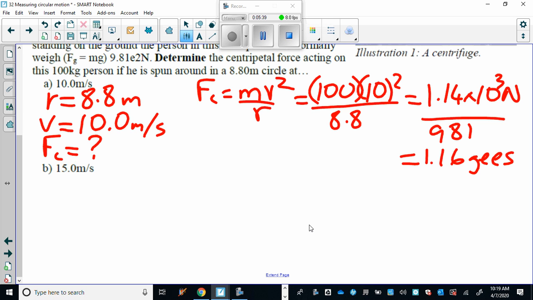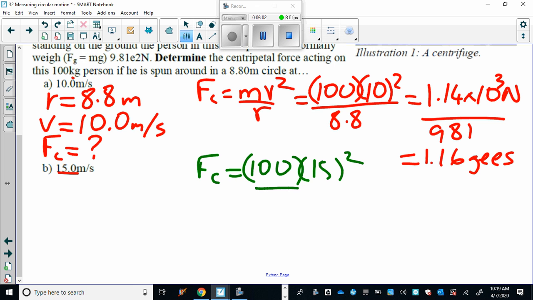1.16 G's. Remember that everybody just standing on Earth is experiencing 1 G of force. So if you're going in a centrifuge at that velocity, you can experience 1.16. That's not going to be terribly stressful for you. But if you just increase the velocity by 5 meters per second and do the same calculation, it's going to be exactly the same, except now this is 15.